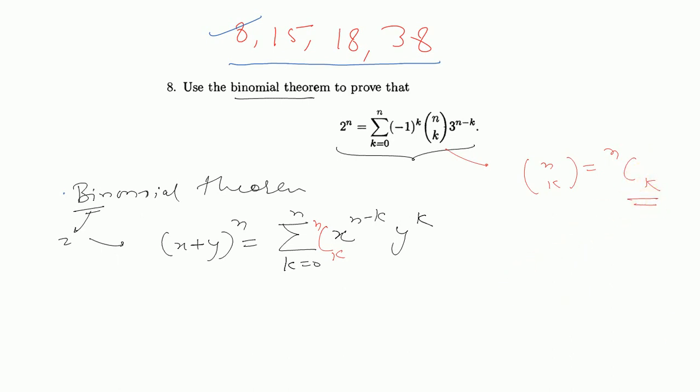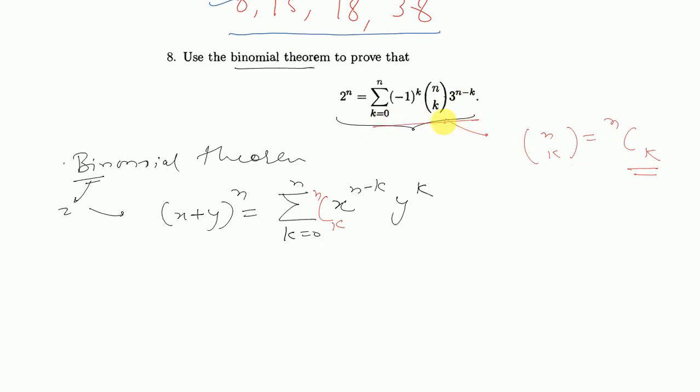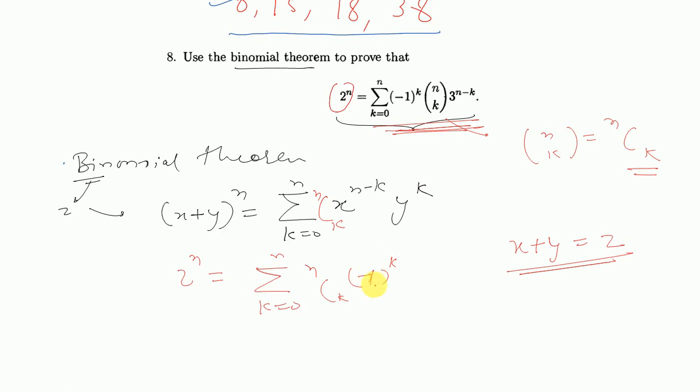Okay, so we need to prove this one. I want 2 raised to the power n in the LHS, and in the RHS I want this. So you see, try to figure it out. You want x plus y equal to 2. If you compare, because you need to prove that 2 raised to the power n equals the summation from k equal to 0 to n of nCk, (-1) raised to the power k, 3 raised to the power n minus k. So if you compare these two, I came to know that x plus y should be equal to 2.